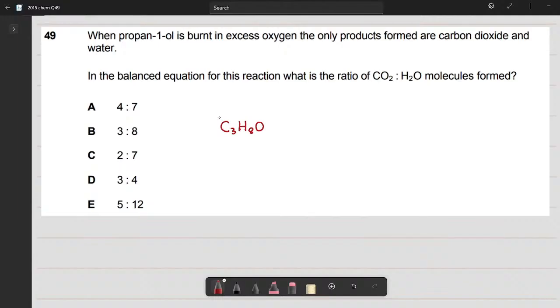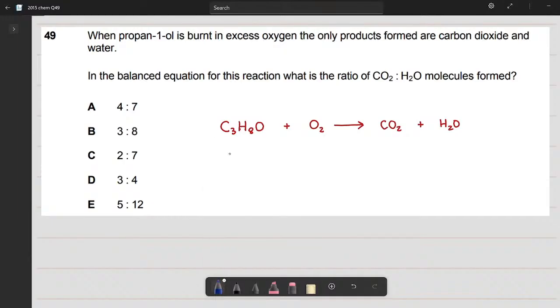Since it's an alcohol, plus it's burned in complete combustion, there's excess oxygen. We're not going to first write the balanced equation, we're just writing the general chemical equation, and then the main products, carbon dioxide and water. So now we're going to balance this chemical equation.